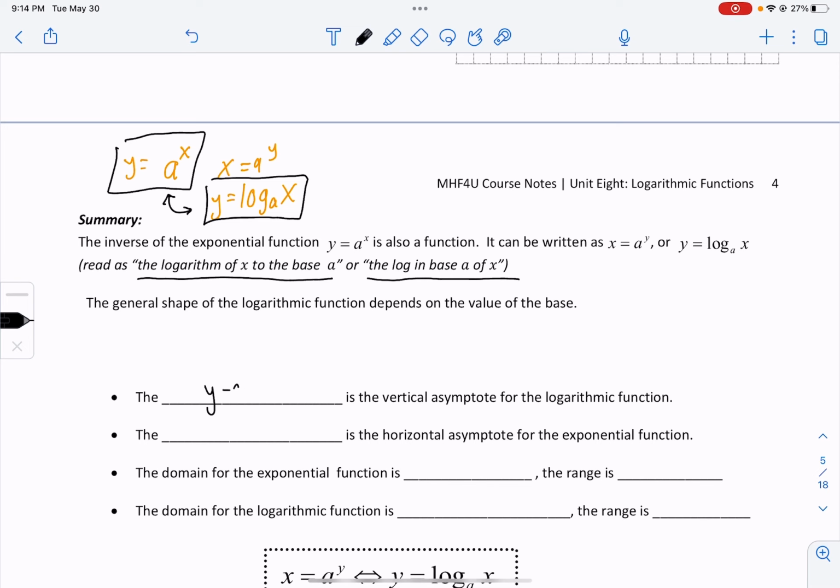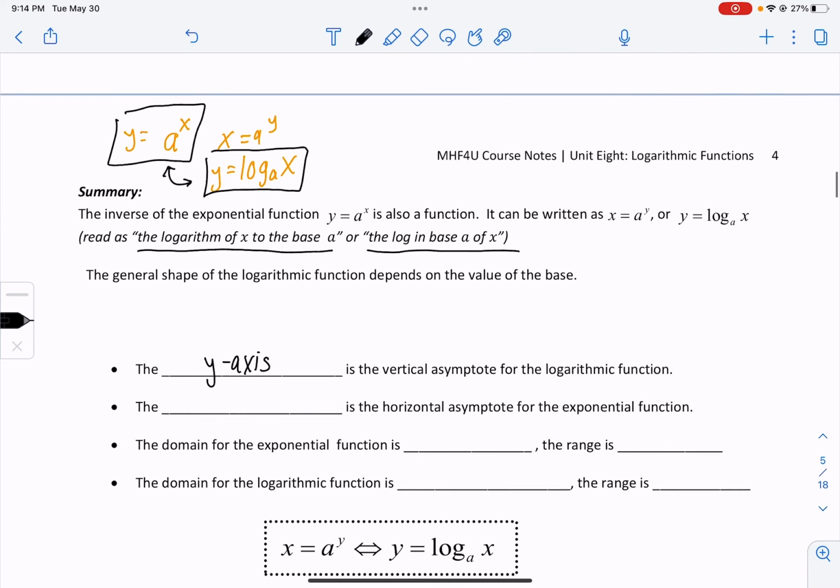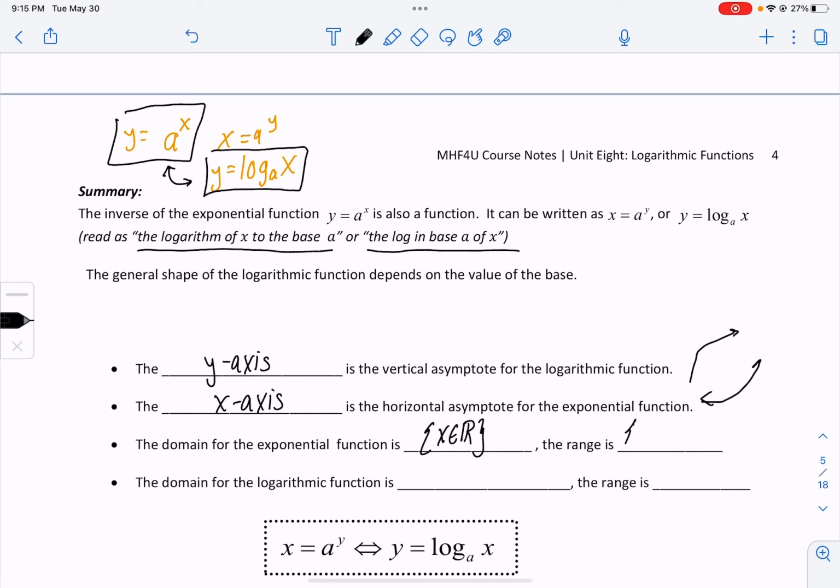The y-axis serves as a vertical asymptote to the logarithmic function, while the x-axis serves as a horizontal asymptote for the exponential function, right? Exponentials kind of look like this. Logarithms will kind of look like that, right? The domain for the exponential function is all x, while the range is all the positive numbers, y, such that y is greater than 0.